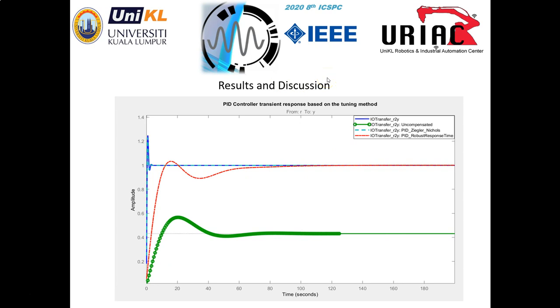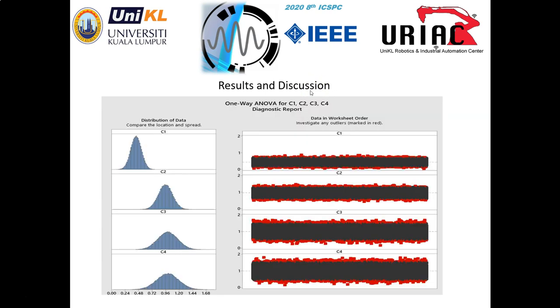And these are the results of the transient response for the different tuning methods, including uncompensated. You can see again the PID also. You can see that robust response time achieves the best overshoot, but Chien-Hrones-Reswick is good in terms of settling time. And this is the result of the analysis of variance. Based on the single one-way analysis of variance, the best is C2, which is robust response time. So from the analysis of variance, we can conclude that robust response time has good values.